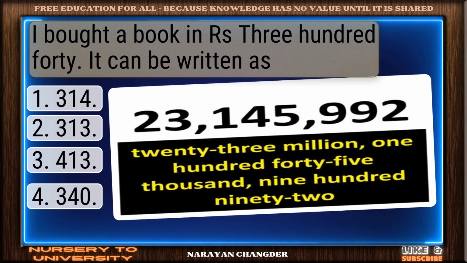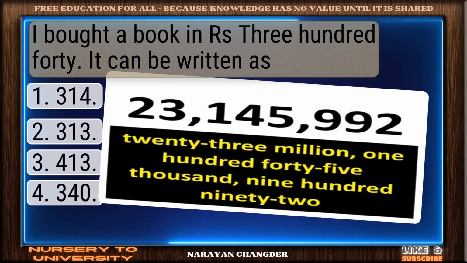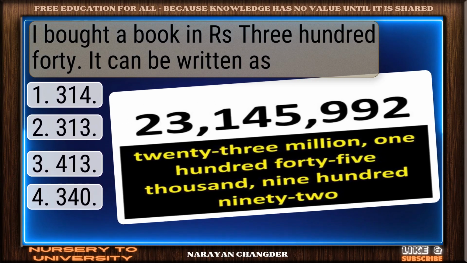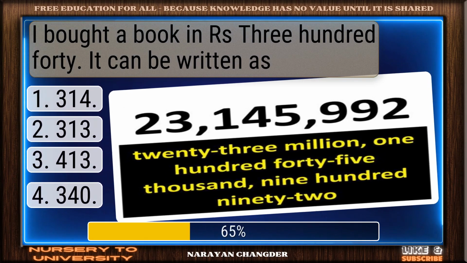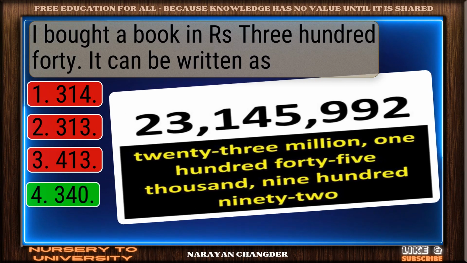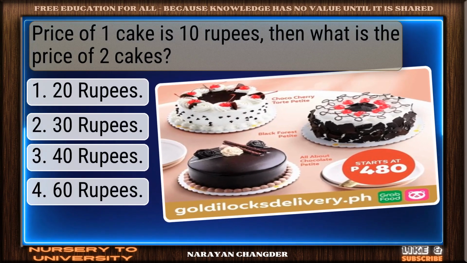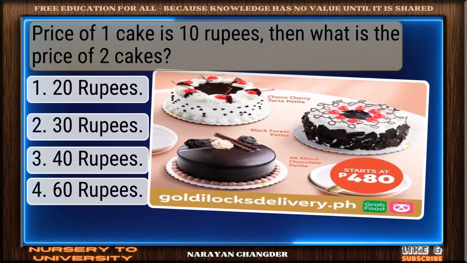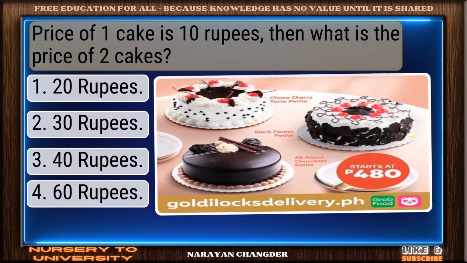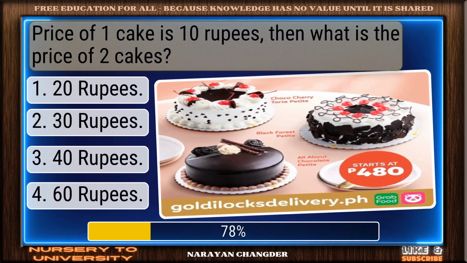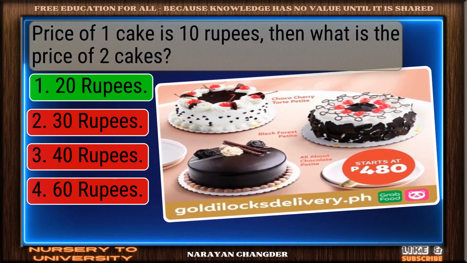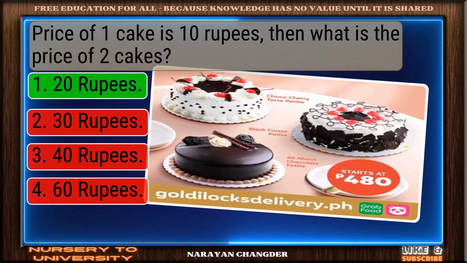I bought a book in Rs 340. It can be written as. Well picked. 340 is the correct answer. Price of one cake is 10 rupees. Then what is the price of 2 cakes? Valid point. 20 rupees is true.